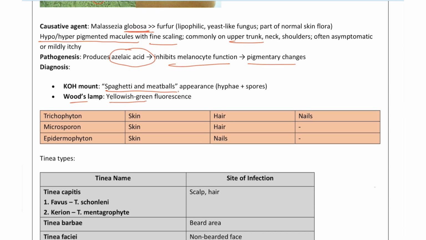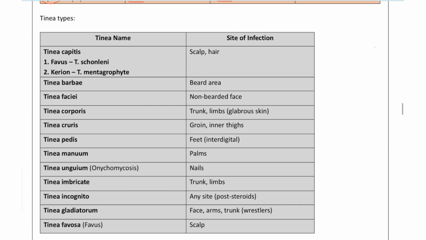Next, coming to the dermatophytes, Trichophyton is seen in the skin, hair, and nails also. Microsporum is seen only in two, skin and hair, whereas Epidermophyton is seen in the skin and the nails. Next, types of Tinea. For example, Tinea capitis, most commonly; favus is by Trichophyton schoenleinii, carried on by Microsporum.